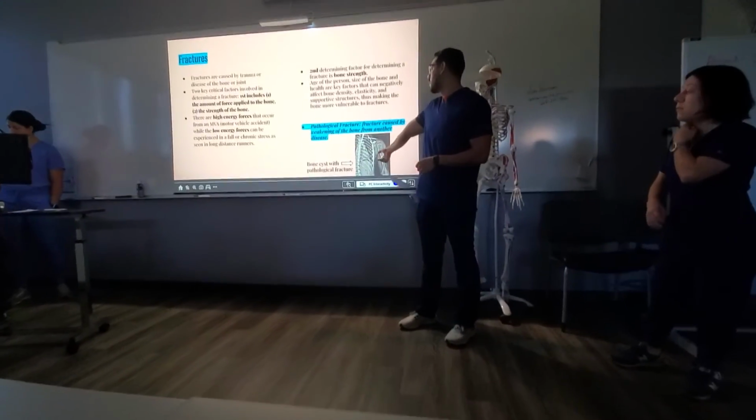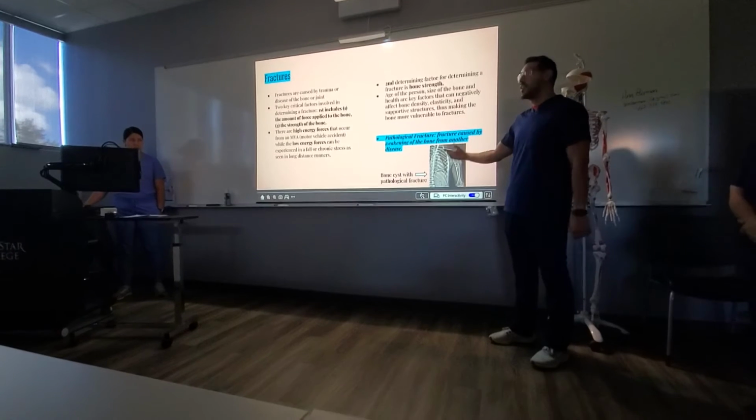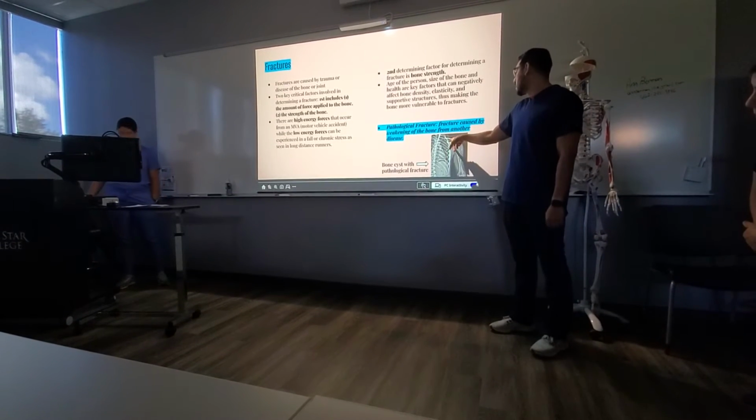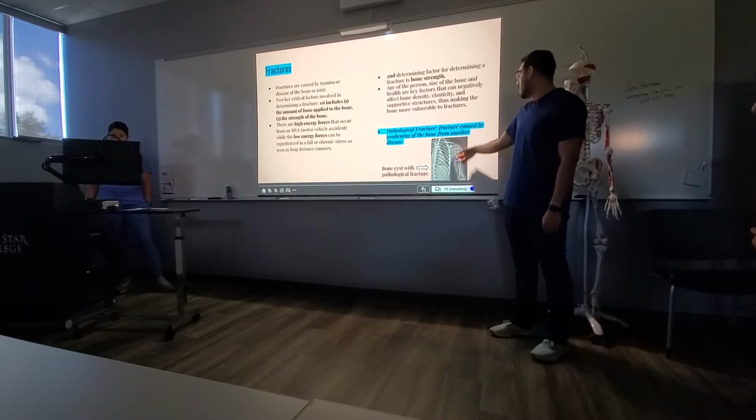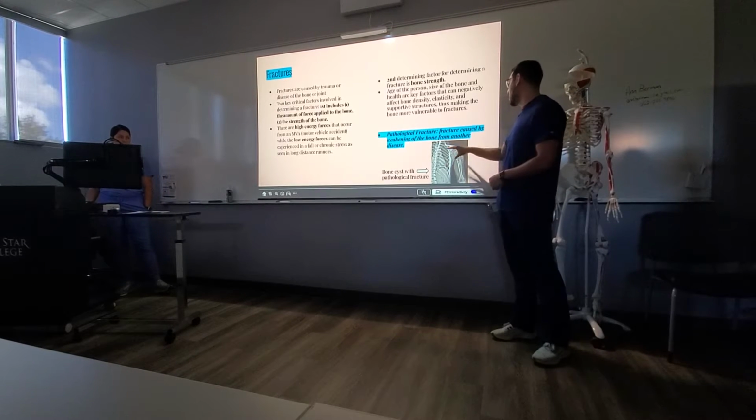And as you can see on the bottom right, we have a pathological fracture. It's caused by weakening of the bone from another disease. So you have the cyst right here, and that will affect the strength of the overall shoulder area. So you've got your humerus and even your scapula.